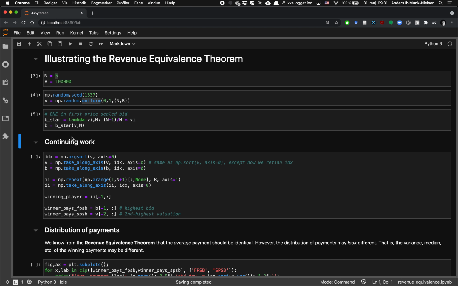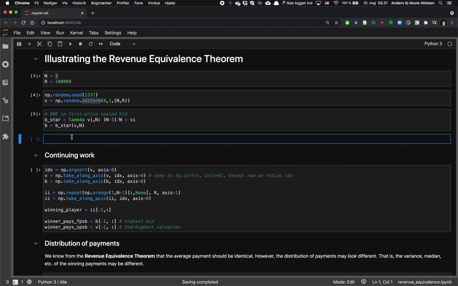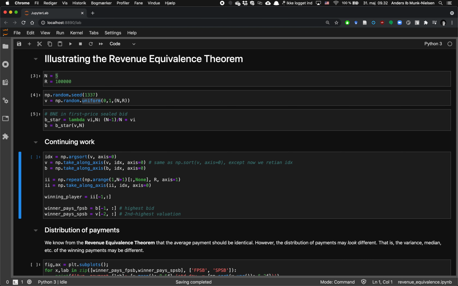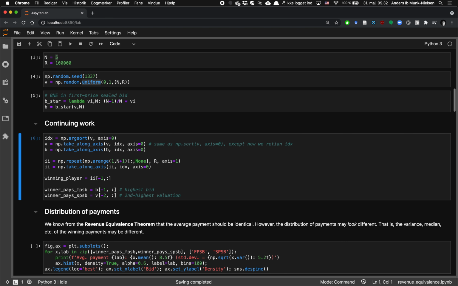So lambda star here is going to tell us what if I am a bidder, my valuation is 0.8 and we are 4 bidders. What should I bid? I should bid 0.6. What if we're 10 bidders? I should get much closer to my valuation. All right. So let's continue here.